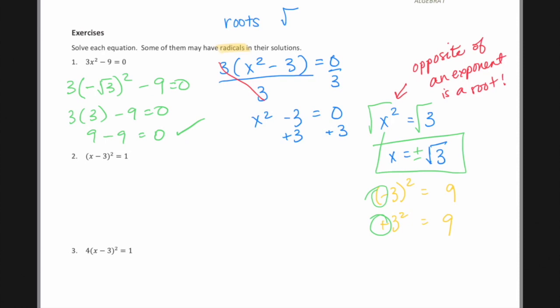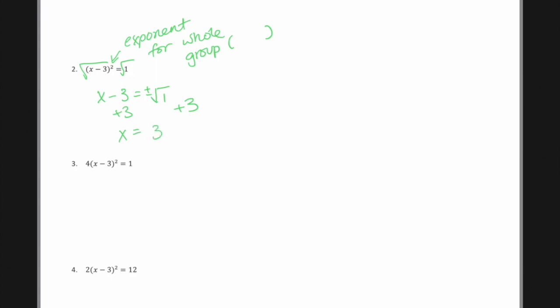Let's look at the next problem. In the next problem, you have to realize that the exponent stands for the whole group. So you don't actually have to multiply this out. You can just take the square root of each side, and then you're left with x minus 3 equals plus or minus square root of 1. Now we know that the square root of 1 is 1, but I'm going to leave it separate for now so that you can see the two different scenarios. So we have x could be 3 plus square root of 1 or 3 minus square root of 1. In either case, you have two completely different answers that you're going to have to plug in and try.